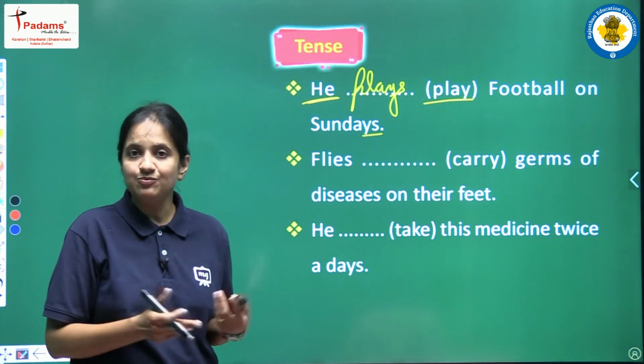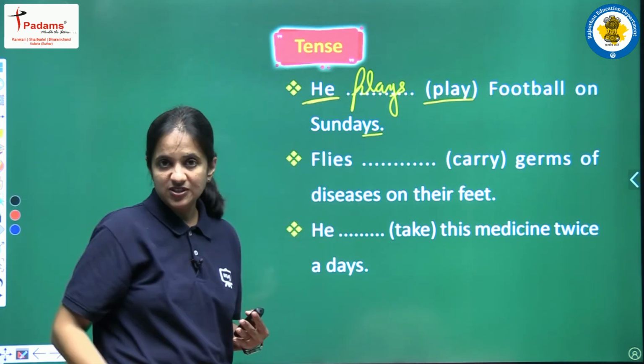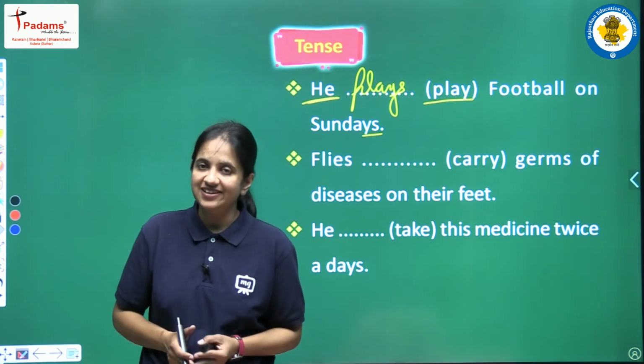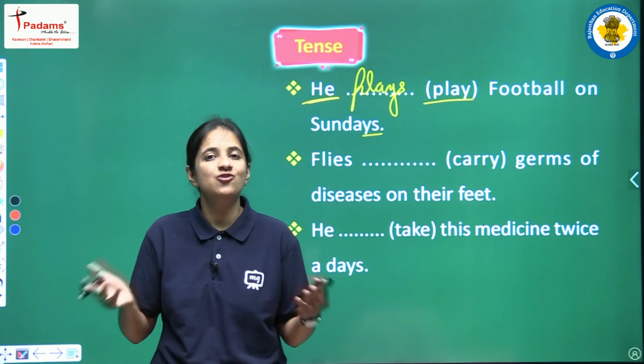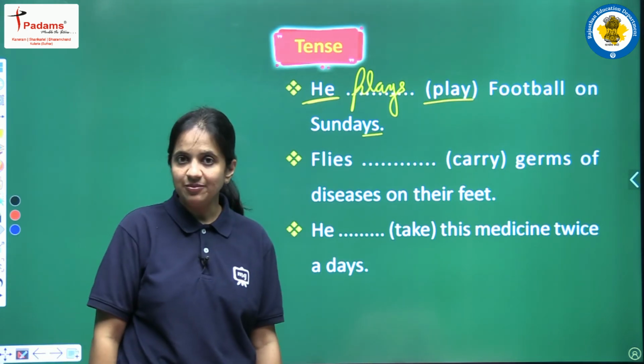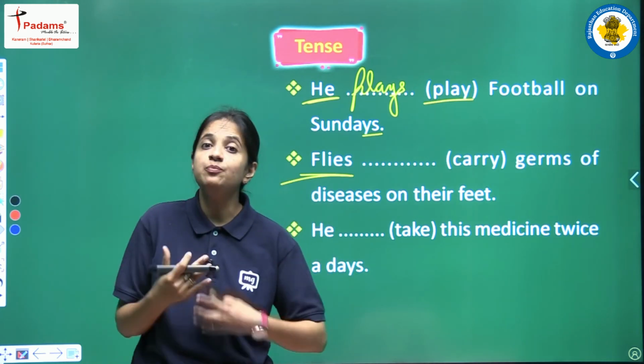Okay, so again this is a positive sentence, because the question mark is not there and not is also not used, so again this is a positive sentence. So one thing that is clear here, that we won't use do or does, we won't use helping verbs. Next we are having carry as the main verb, and our subject is flies. Flies, again it is a plural subject.